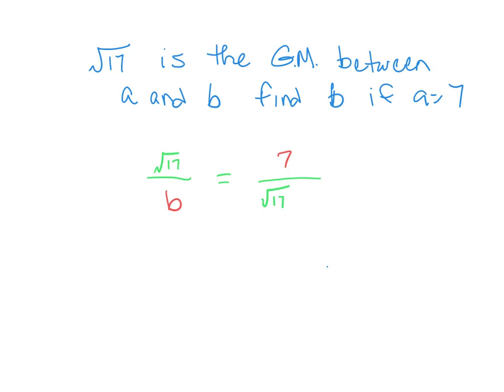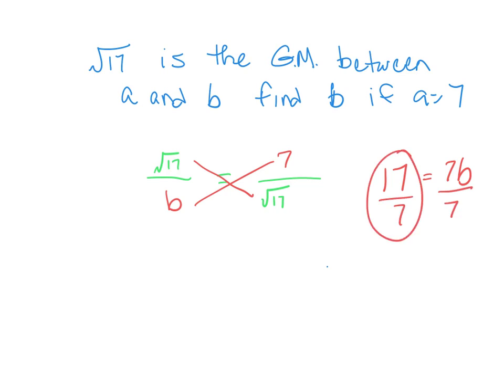We need a calculator, don't we? So what is square root of 17 times square root of 17? The square root of anything times itself is that number. So 17 equals 7b. And then you divide by 7, and b equals 17 over 7.